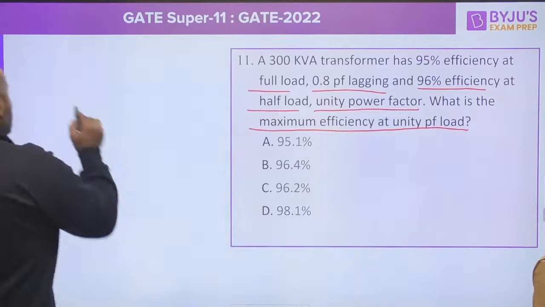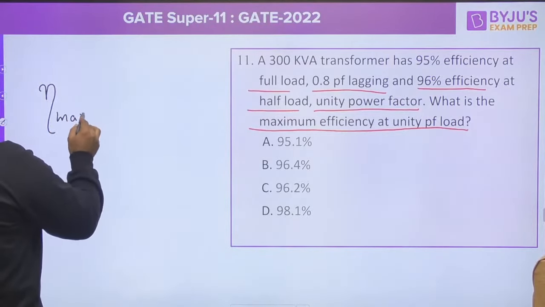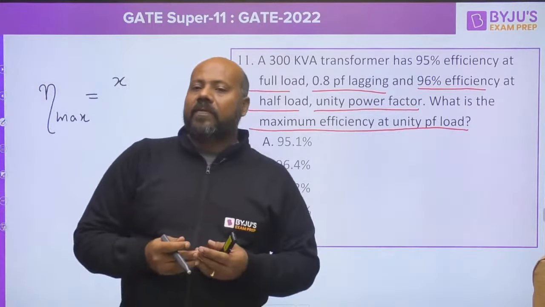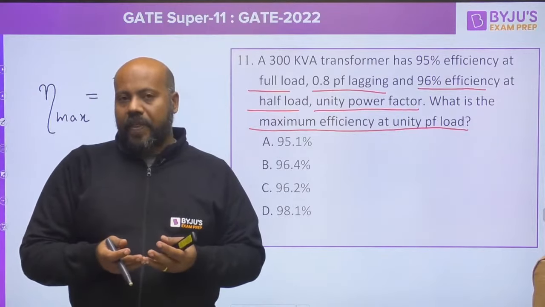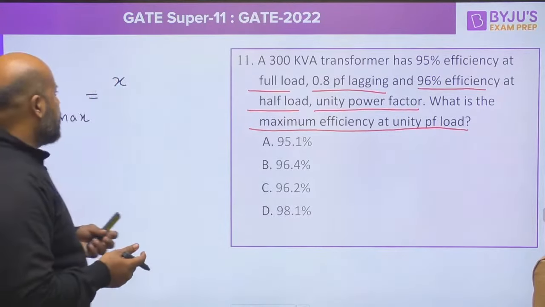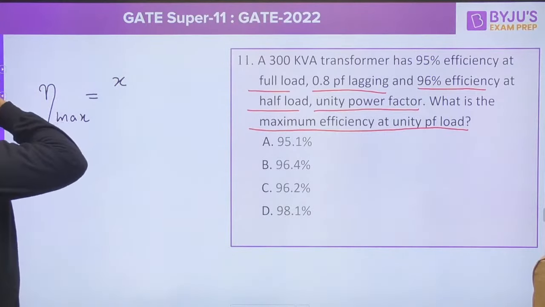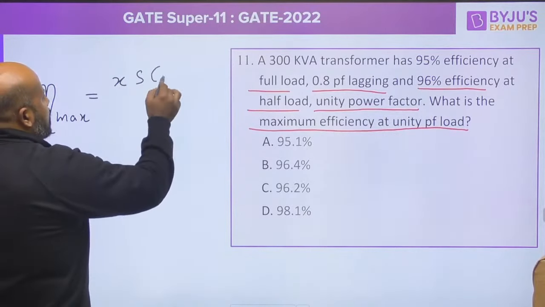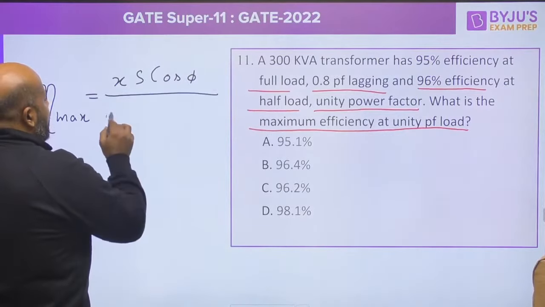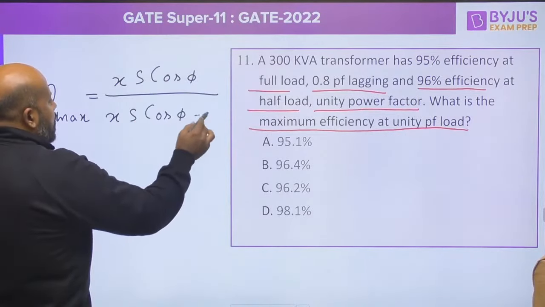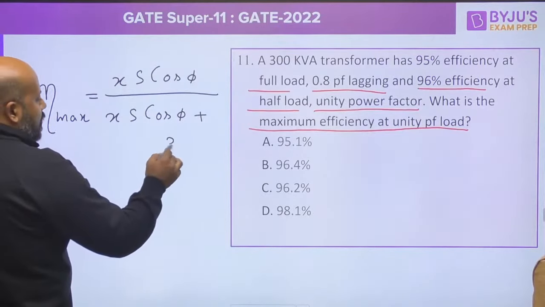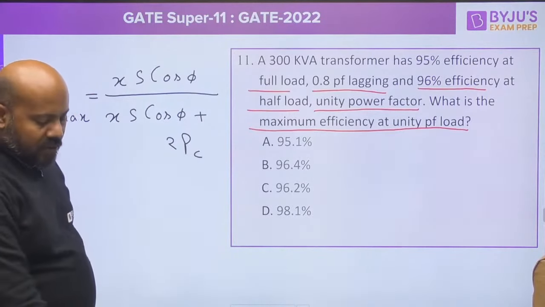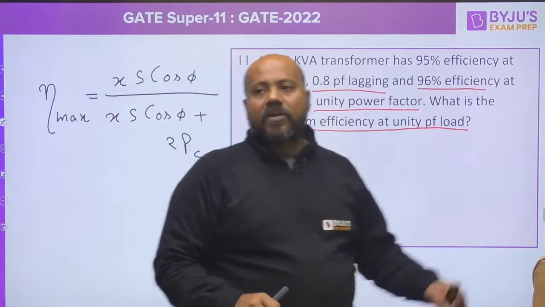How are you going to write the maximum efficiency? It is going to be the loading, meaning the current for which you are getting the maximum efficiency. This is going to be X, the loading in terms of the current for which you are getting the maximum efficiency. So this is X S cos phi upon X S cos phi plus losses. Now at the maximum efficiency condition, the constant losses and variable losses, the core losses and copper losses, are going to be the same. So directly total losses you can write as 2 times the core losses.